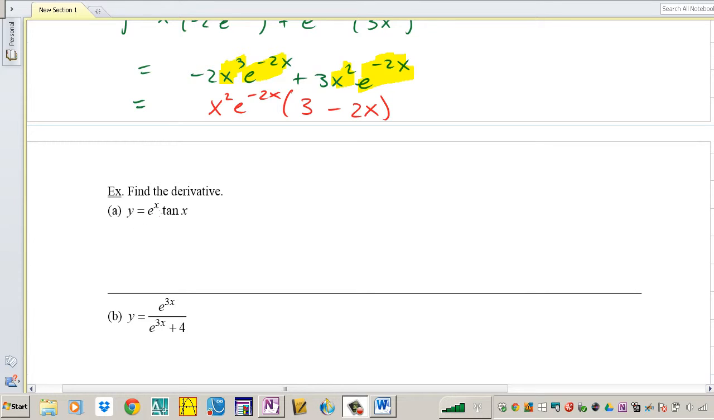Now I have a product of e to the x and tangent x, so I must use the product rule. First term times the derivative of the second term, plus the second term times the derivative of the first. So e to the x tangent x plus secant squared x.